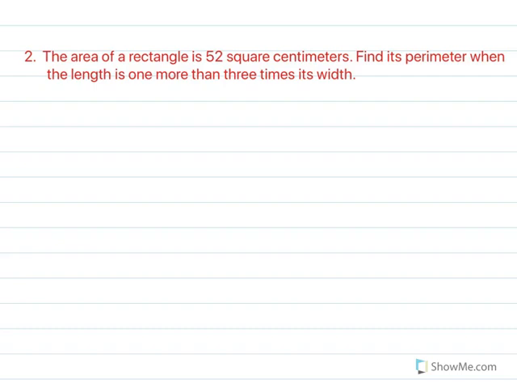Okay, question 2. The area of a rectangle is 52 square centimeters. Find its perimeter when the length is one more than 3 times its width. So we're talking about length and width, so we'll start with our glorious let statements. So let L equal the length, and let W represent the width.